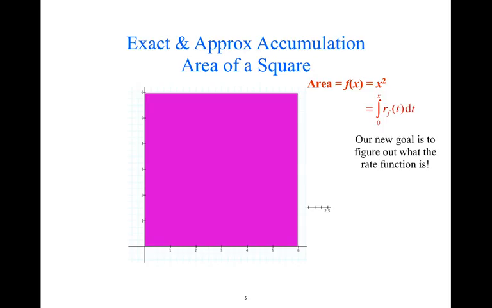And so our new goal will be just: what is the rate? What was the rate of change as that square grew to a side of x, to an area of x squared? Okay, makes sense?